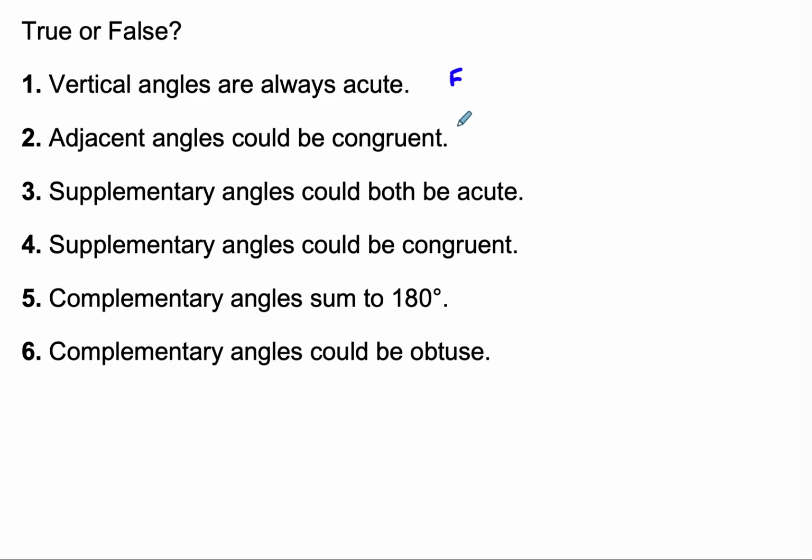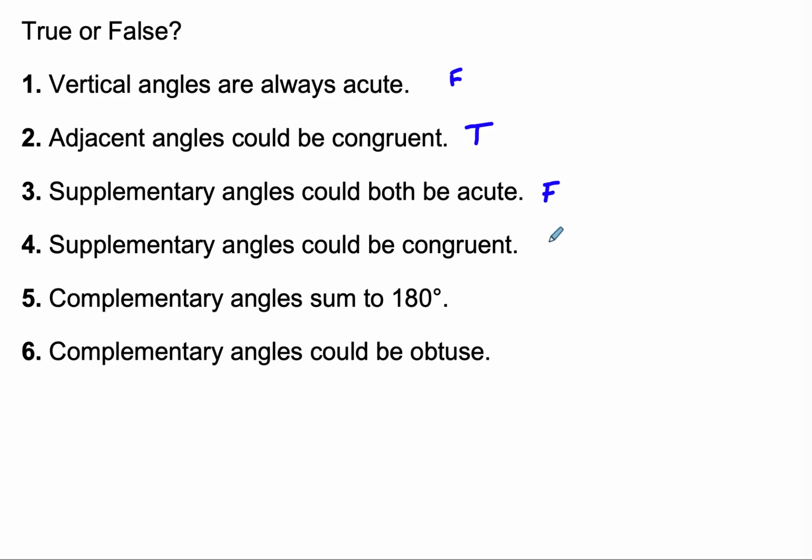Number 2, adjacent angles could be congruent. Can they be congruent? Sure. If I have a straight line and two 90-degree angles, absolutely they can be. Are they always? No. But can they be congruent? Yes. Number 3, supplementary angles could both be acute. Acute means less than 90. I can't have two angles less than 90 that add to 180, so that one's false.